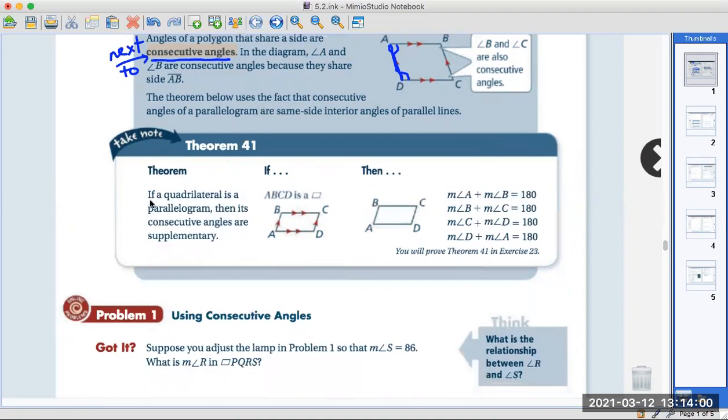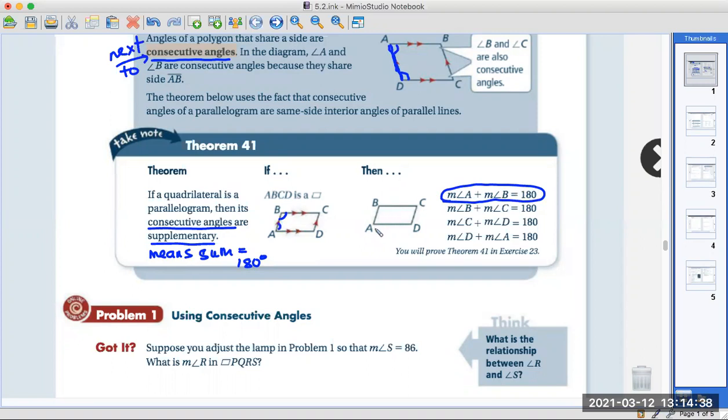And then we have a theorem. If a four-sided figure is a parallelogram, then its consecutive angles are supplementary. So consecutive angles are supplementary means the sum, when you add them, is 180 degrees. That's what supplementary means. So the two angles that are consecutive always add up to 180 degrees, like these two.